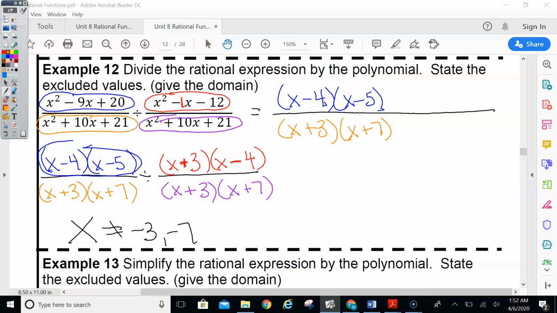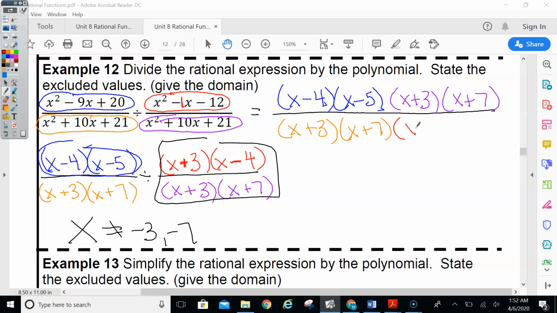This is the one that flips though. So when we flip this one around, now we're going to change it to multiply. That means this part's going to go to the top, x plus 3, x plus 7. And this part goes to the bottom, x plus 3, x minus 4. So now when I do that, I got to see, is there anything I need to add? So that's still negative 3, that's still negative 7, that's negative 3. But notice here, I need the opposite of this one, and I need to add a positive 4.